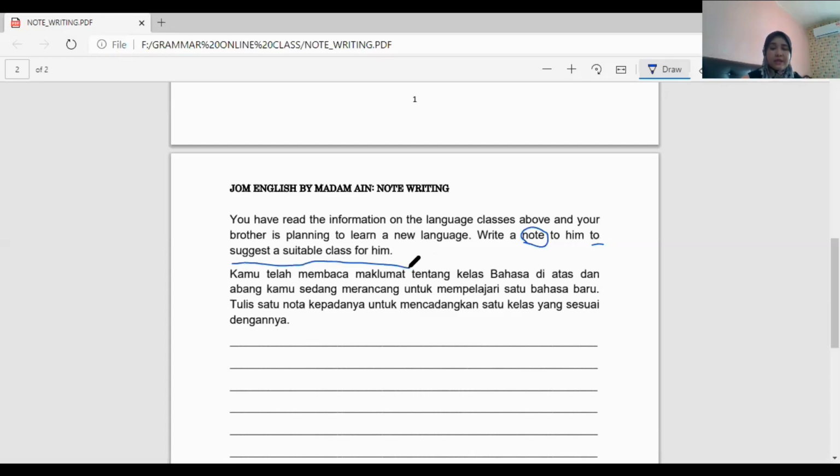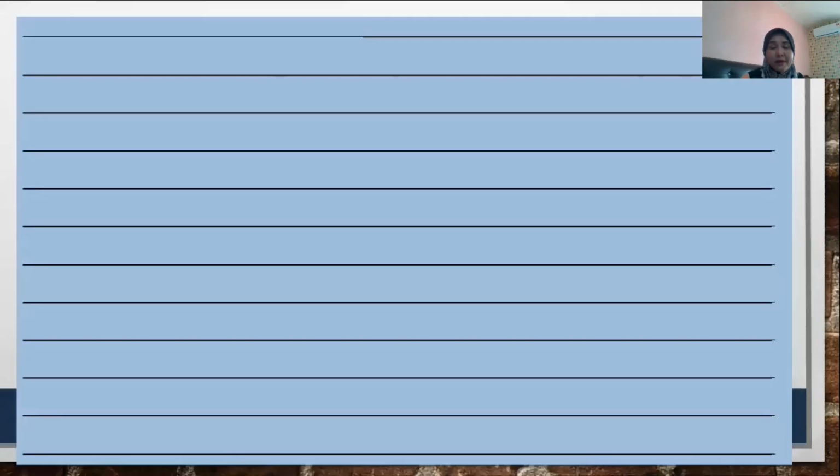Okay, so of course, the main reason why I am writing this note to my brother is because I want to suggest a suitable class for my brother. Okay, so now let us look at how we are going to tackle this question based on the note format. Just now I have showed you what the basic format of a note is. So now let us look at how we are going to solve this question.